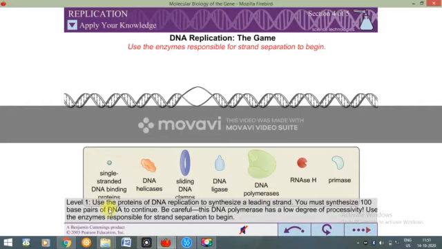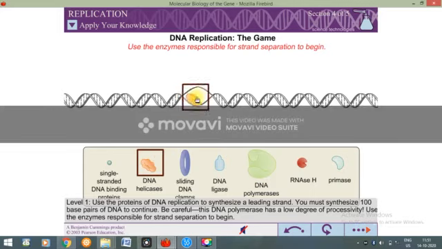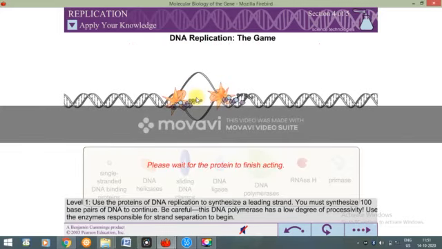Okay. Use the enzymes responsible for strand separation to begin. Okay, fine. So the first enzyme that is used is, think about it, I will give you 5 seconds. Think in your mind. The first enzyme that is used here is DNA helicase. So it's correct.